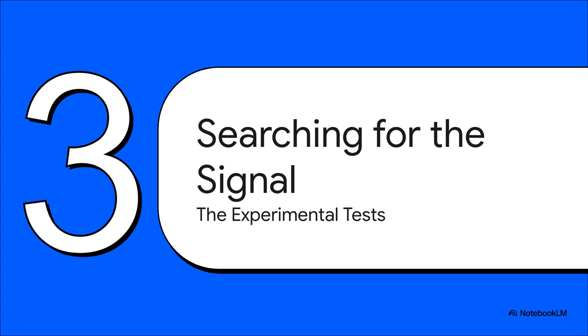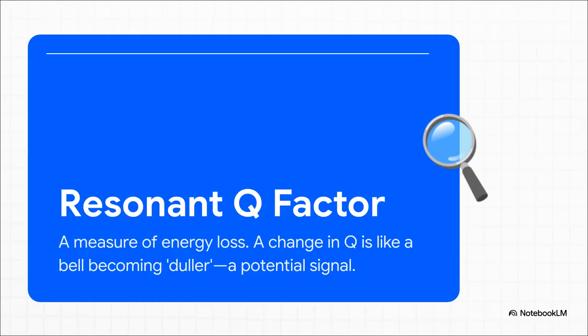How do they find the evidence of the twist? Well, they have to carefully measure how the board behaves and see if that engineered twist is changing things in a way the theory predicts. The first measurement they're taking is something called the resonant Q factor. That sounds technical, but the analogy is perfect.